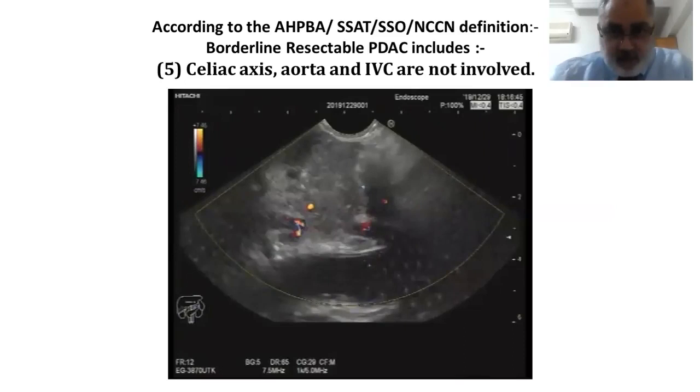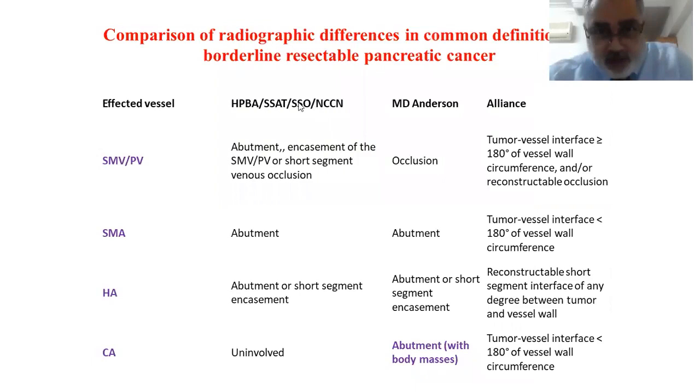Many societies agree about the previously mentioned criteria of resectability, except M.D. Anderson, which stated that abutting of the celiac axis by the pancreatic body mass renders it borderline resectable and not unresectable.